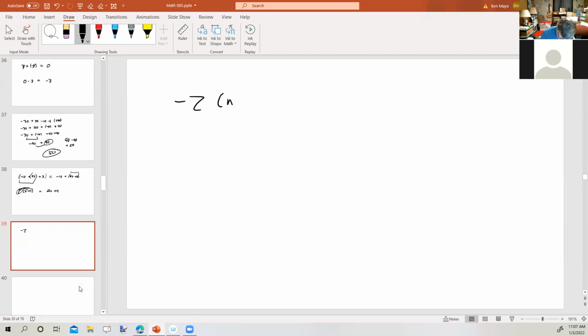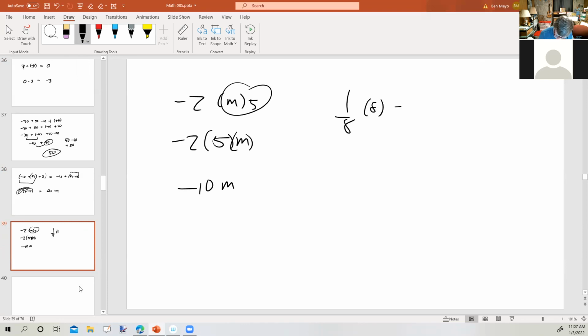Let's see, negative 2 times m times 5. The commutative property of multiplication. We can commute these two factors, and then we get negative 10m. So commuting, you change the order. How about 1/8 times 8? Using the inverse property of multiplication, this is equal to 1.